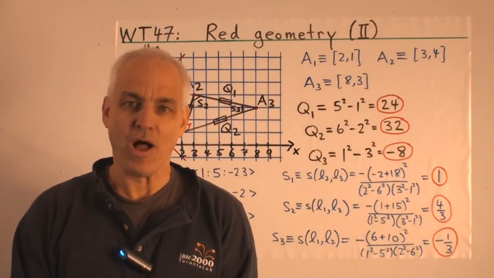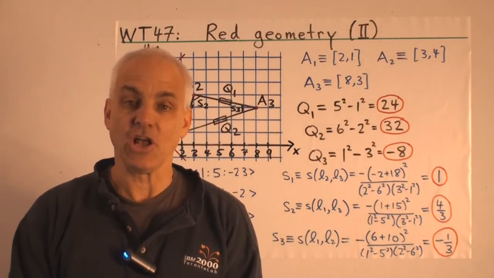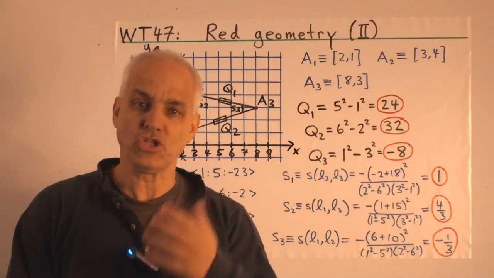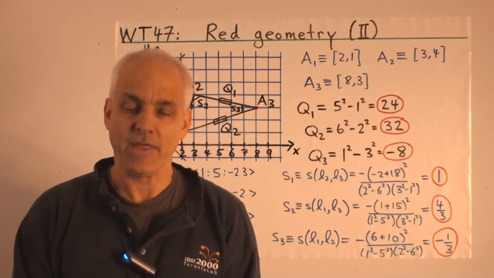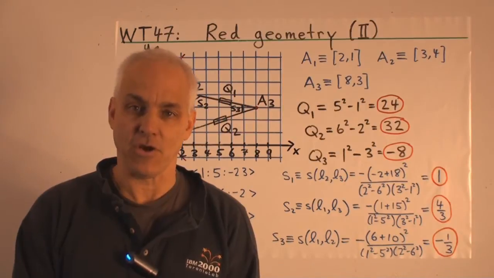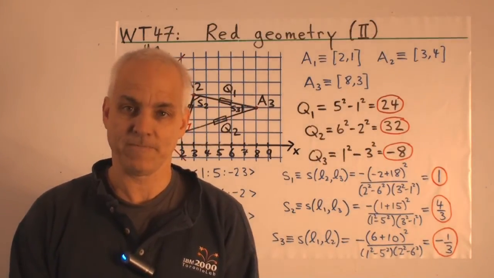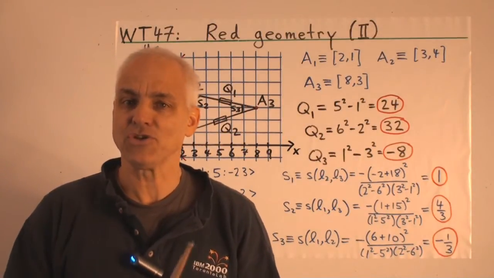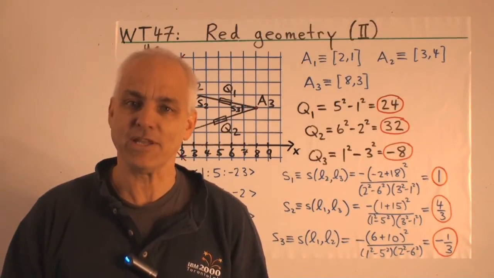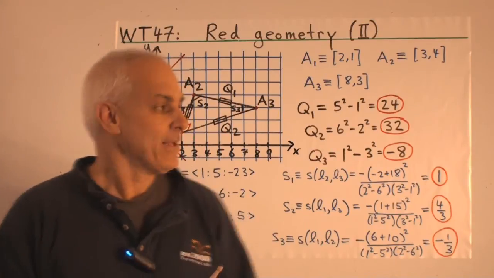Hi, I'm Norman Wildberger. Today, let's consolidate our understanding of this new geometry, red geometry, that we introduced in the last video. This is a relativistic geometry in 2 dimensions, and it has many new features that are quite different from ones that you've seen before.